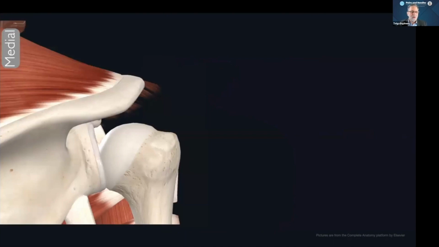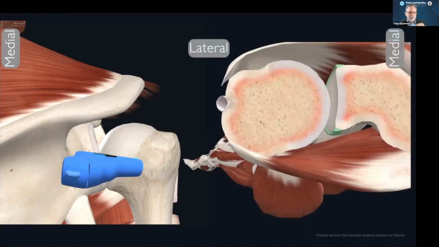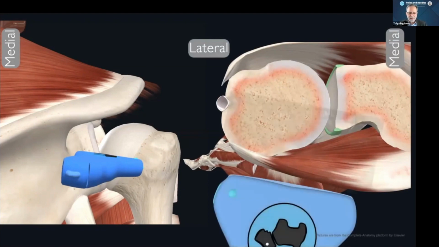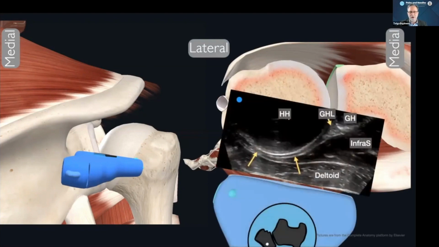I will show the intra-articular injection of the glenohumeral joint. This is the posterior window of the shoulder joint. It's suitable for intra-articular injection to the glenohumeral joint. Put your transducer at the posterior window of the shoulder joint, like this. This is the sonogram of the glenohumeral joint at the posterior side of the shoulder.